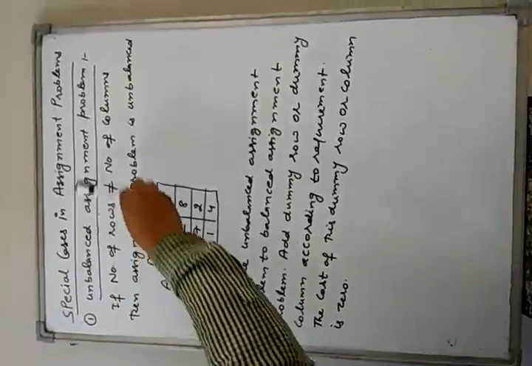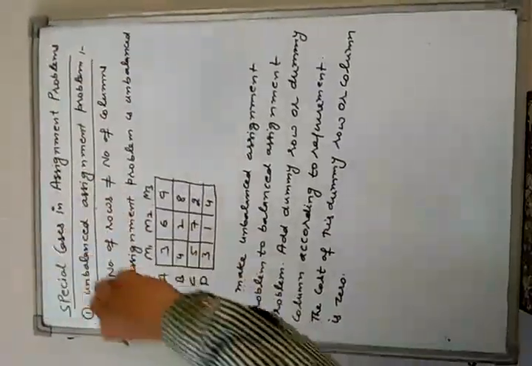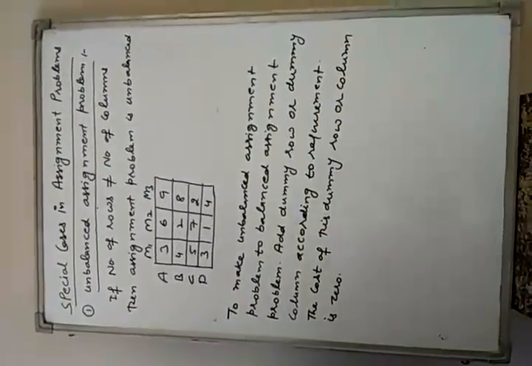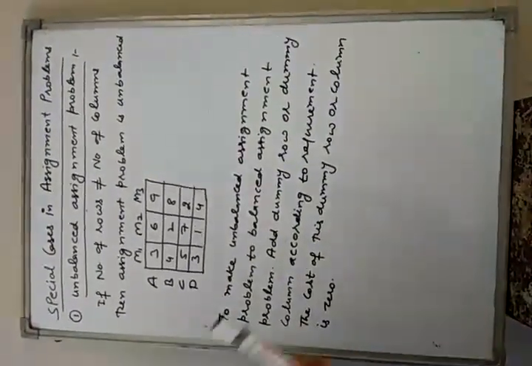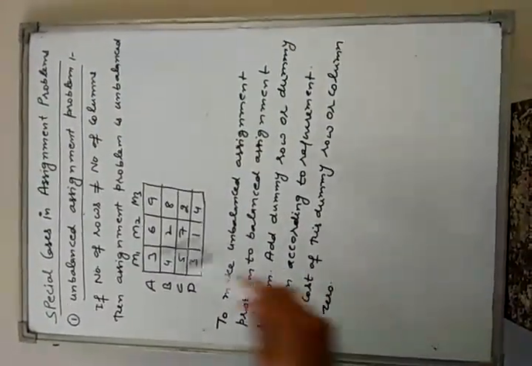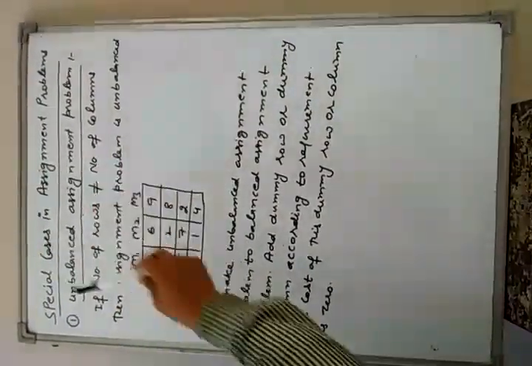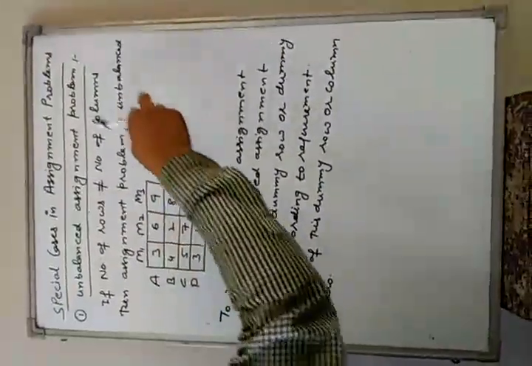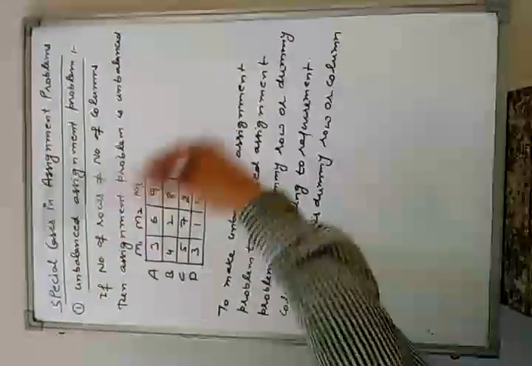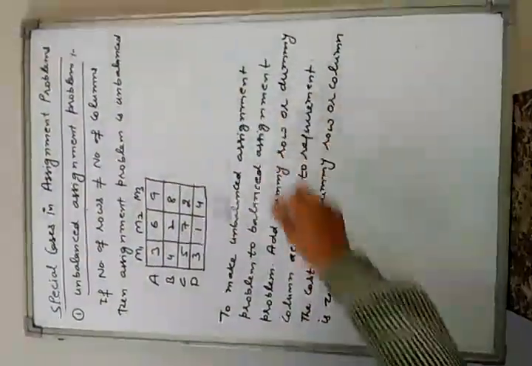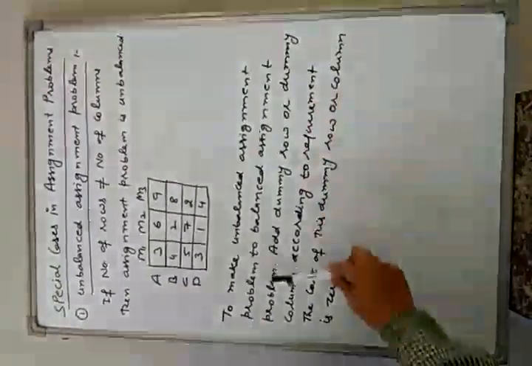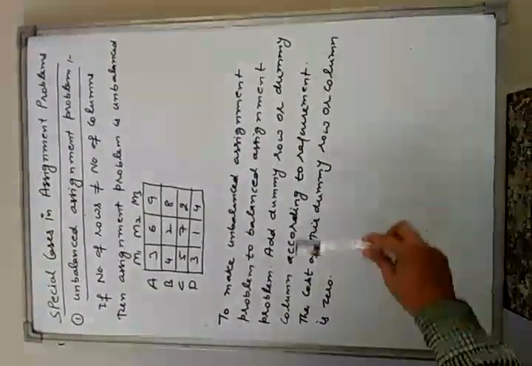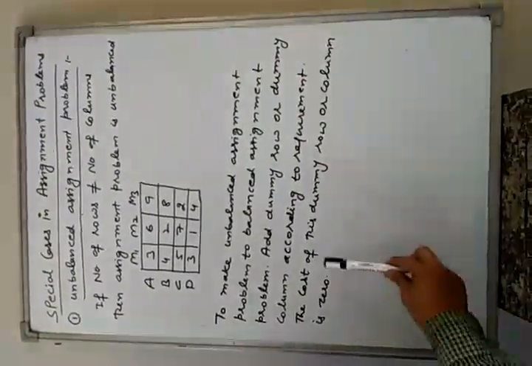The first case is unbalanced assignment problem. Before applying Hungarian method to solve assignment problem, first you have to check whether your problem is balanced or unbalanced. For unbalanced assignment problem, if number of rows not equal to number of columns, then assignment problem is unbalanced, otherwise it is balanced. To make unbalanced assignment problem to balanced assignment problem, add dummy row or dummy column according to requirement. The cost of this dummy row or column is zero.